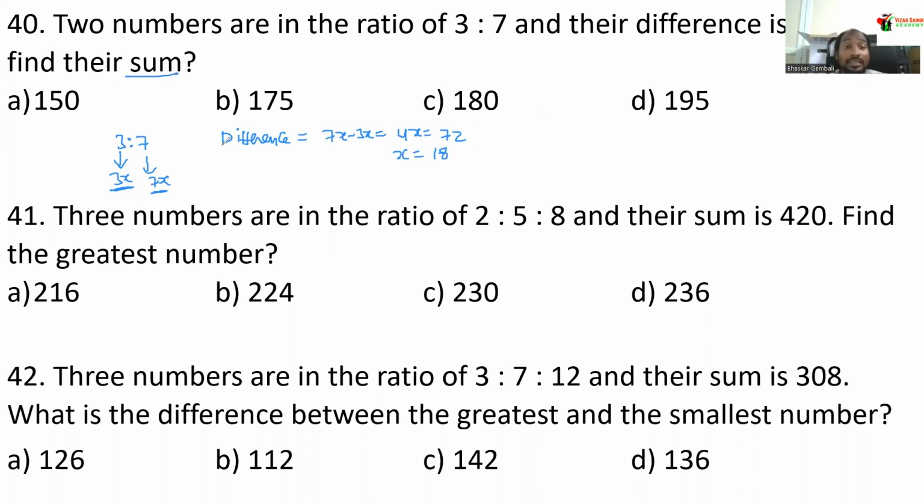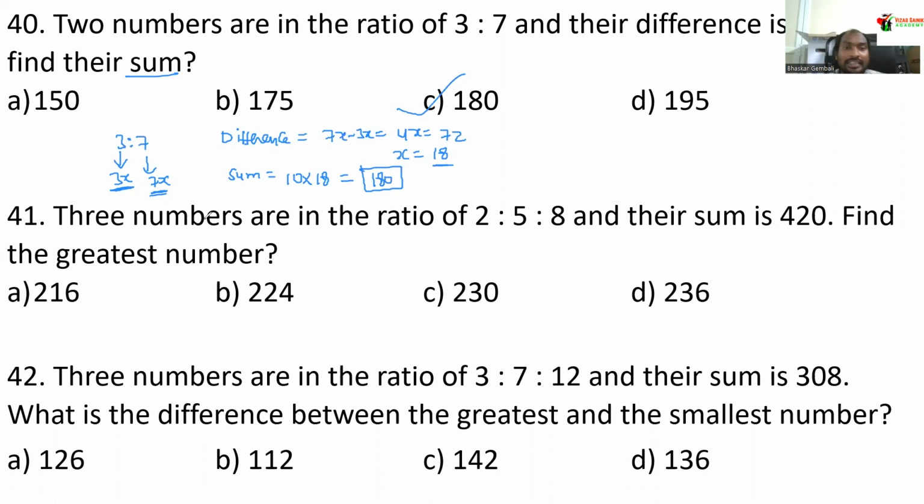Then the sum. The sum is how many parts in total? 10 parts, because 3 parts plus 7 parts is 10 parts. So 10 into each part, which is 18. 10 into 18 is 180, which is the sum. Option C. Very simple, guys.